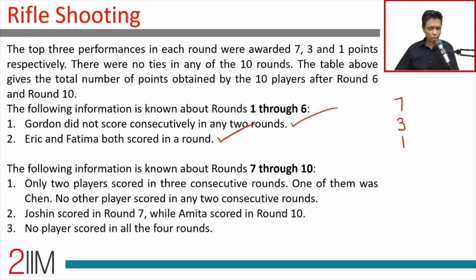The following information is known about rounds 7 through 10. Only 2 players scored in 3 consecutive rounds. One of them was Chen. No other player scored in any 2 consecutive rounds. Okay, interesting. 2 have streaks of 3 rounds. Nobody scored in all 4. Joshin scored in round 7 and Amita scored in round 10.